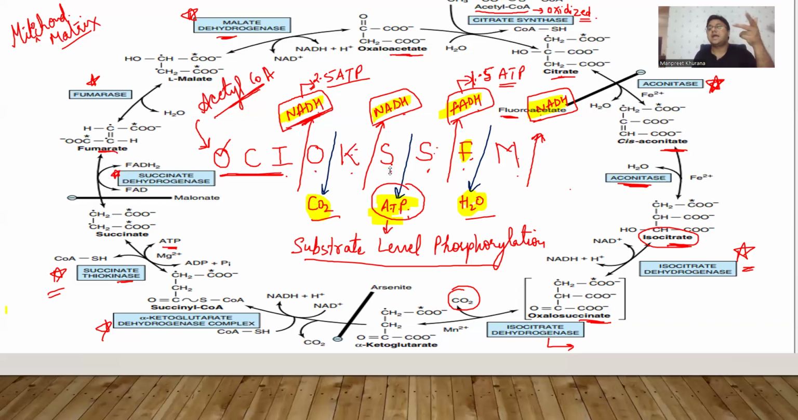So ATP means kinase, right? So now we can remember all the enzymes just by knowing this formula, where NADH is formed, where FADH is formed, and where ATP is formed.